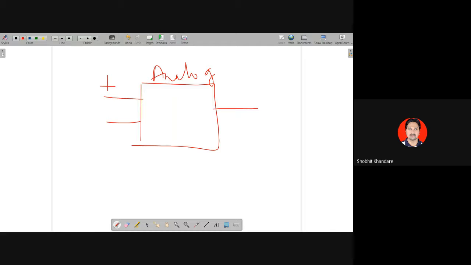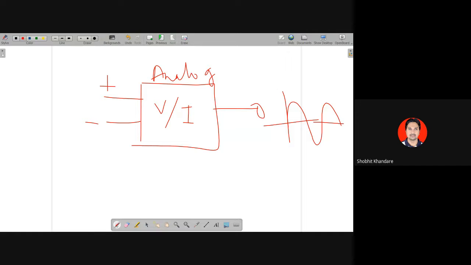So voltage is the input which is given. And if you see at the output, you will have this continuous waveform. So analog circuit is the circuit which processes your continuous value, in terms of voltage or in terms of current. And in this particular analog circuit, you will have different analog circuits.